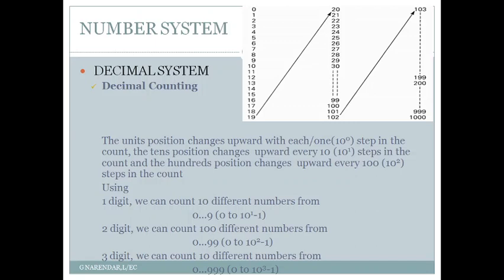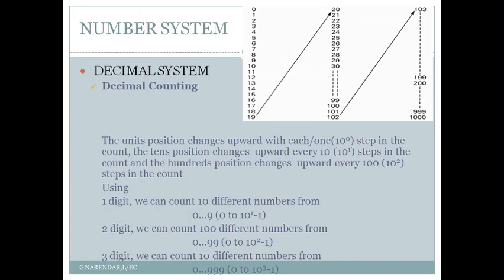The 100th position changes upward, that is to 2 after 199. So it becomes 200. And we can see that using 2 digits here, in summary, using 1 digit in the decimal system, we can count 10 different numbers, that is starting from 0 to 9. And we can say that I can count from 0 to 10 power 1 minus 1. 10 power 1 is 10, minus 1 is 9. So that means 0 to 9 I can count.